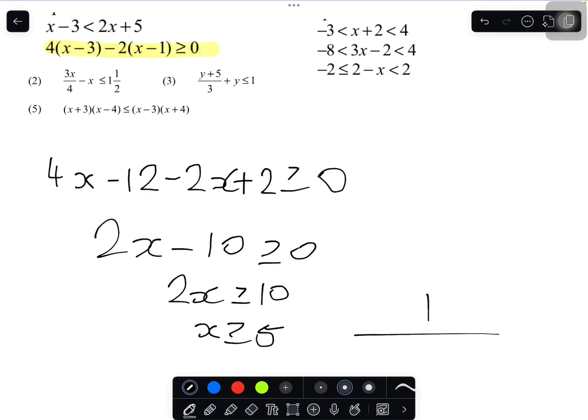I'm going to put this on my number line. I'm going to have 5 here, circle dot, and then greater than is going this way.